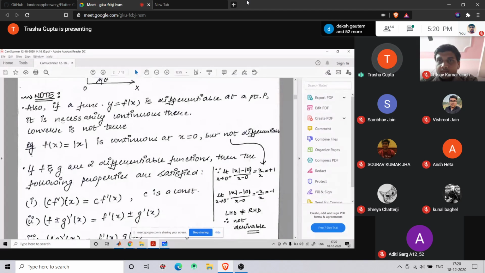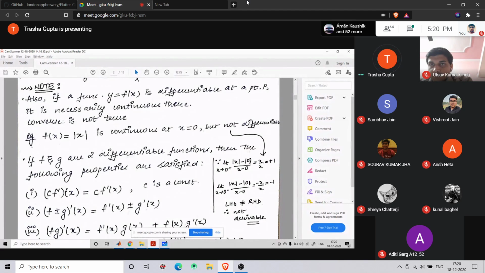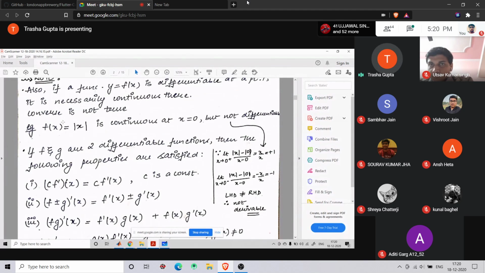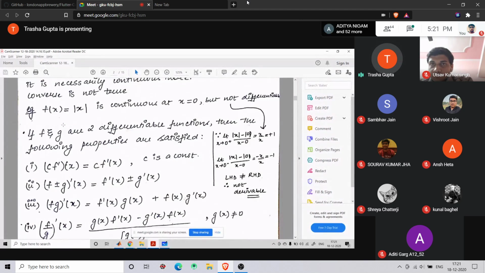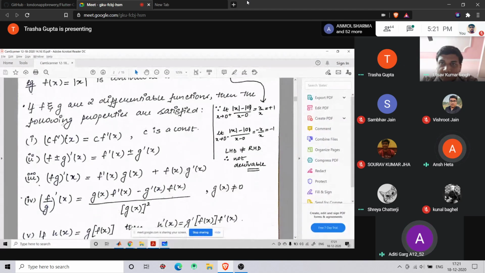Also, if a function y = f(x) is differentiable at a point P, it is necessarily continuous there. But it is not necessary that the converse is true. That is, if a function is continuous, then it may happen that it is not differentiable. But if a function is differentiable, then definitely it will be continuous too. I think this is a fact you are aware of, right? Yes, ma'am.